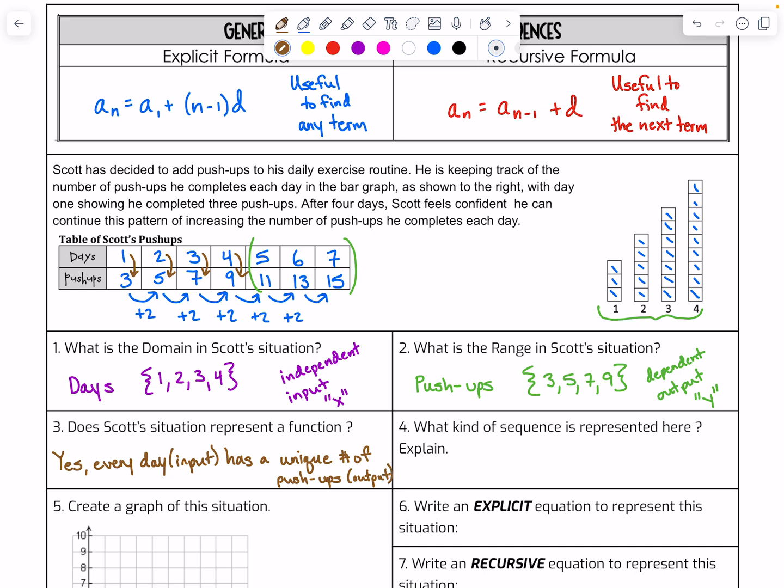All right. Question 4 says, what kind of sequence is represented here? Explain. So if we look at our table, we saw that we had plus 2 push-ups each day. If we add 2 push-ups each day, that is known as a common difference. So this is an arithmetic sequence for that reason, because each time you're adding 2. So let's write, because it has a common difference of positive 2, or adding 2.